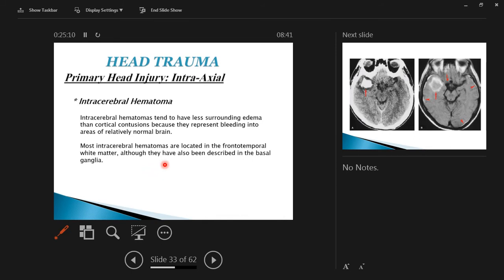Another type of injury is intracerebral hematoma. Intracerebral hematomas tend to have less surrounding edema than cortical contusion because they represent bleeding into areas of relatively normal brain. Most intracerebral hematomas are located in the frontotemporal white matter, although they have been described in the basal ganglia also.